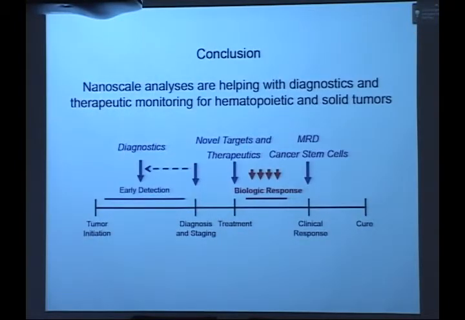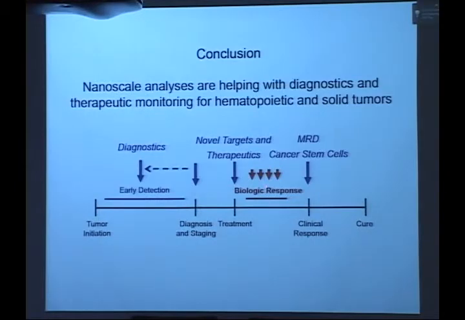So in conclusion, nanoscale analyses, and Stanford is always developing all the time, as well as many other places, new nanoscale technologies beyond this even, to be able to be even more sensitive and look across a higher dynamic range with even higher resolution. So this is very much a work in progress. But nanoscale technologies are really helping with diagnostics and therapeutic monitoring for hematopoietic as well as solid tumors, and really enabling us to look here.